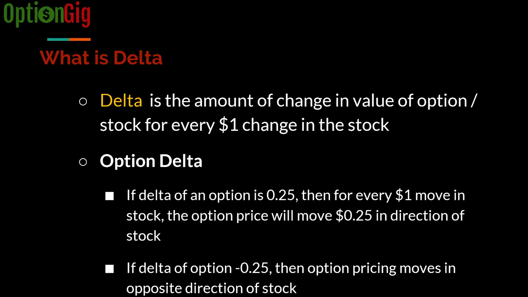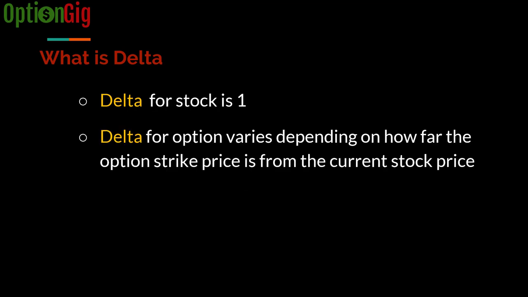If it is positive, it means the price will change in the direction of the stock movement. If a stock goes high, the option price will go high. If it is negative, it means the price will change in the reverse direction of the stock movement. If the stock goes higher, the option price will go lower, because the option has a delta of minus 0.25. Right? Now, by definition, the delta of the stock is 1, because if the underlying stock moves up by $1, your portfolio, which has only stock, will move up by $1.